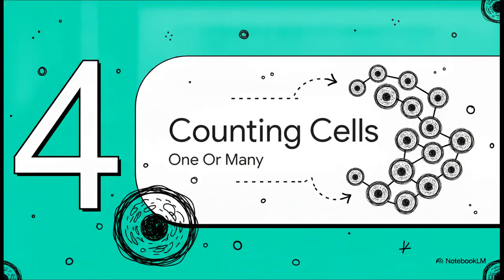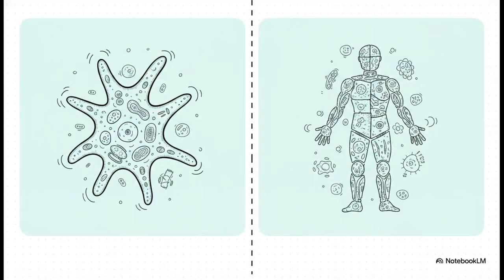Now let's talk about counting cells, the difference between one and many. Knowing where cells come from, we can actually categorize all of life based on the sheer number of them. It basically splits into 2 camps. You've got your unicellular organisms. Think of them as a one-man band. An amoeba or a bacterium is just a single cell that independently handles every single life function. Eating, moving, reproducing, all of it.